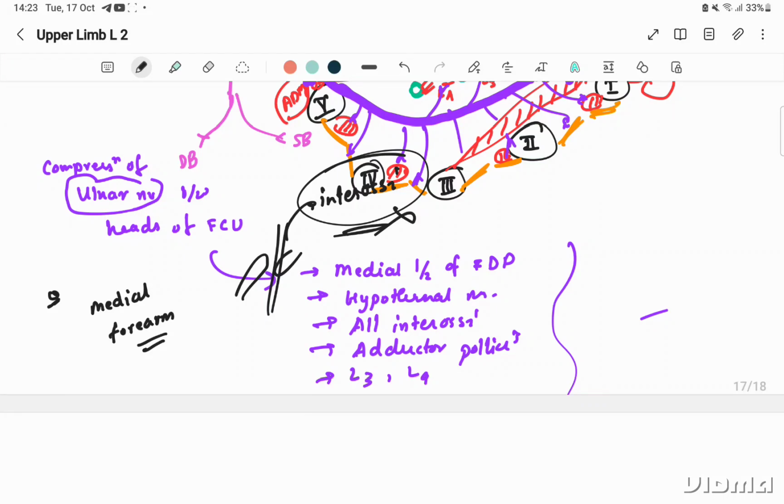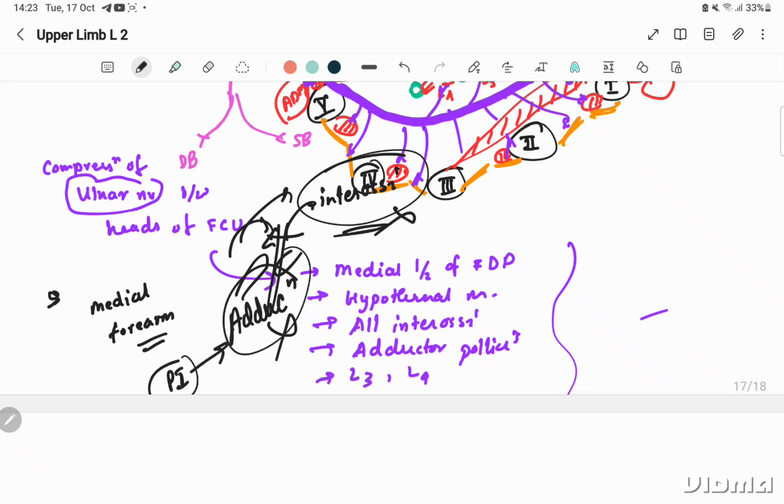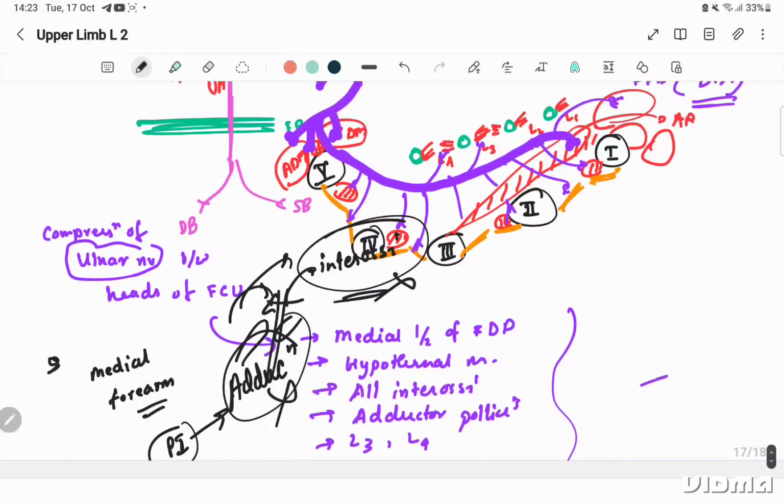Okay, so palmar interossei are paralyzed. For holding a piece of paper, we should adduct. Okay, adduction is lost. Which interossei do the adduction? The palmar interossei. Which nerve supplies the interossei? Interossei are supplied by the ulnar nerve, so it is likely an ulnar nerve injury. Okay, got it.